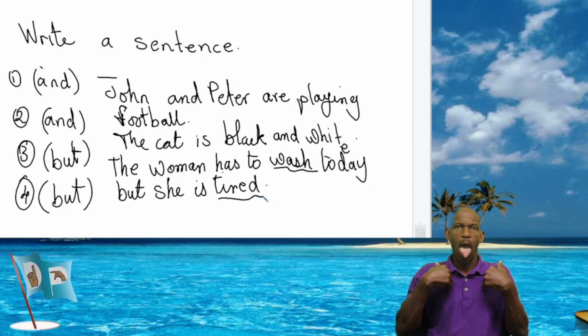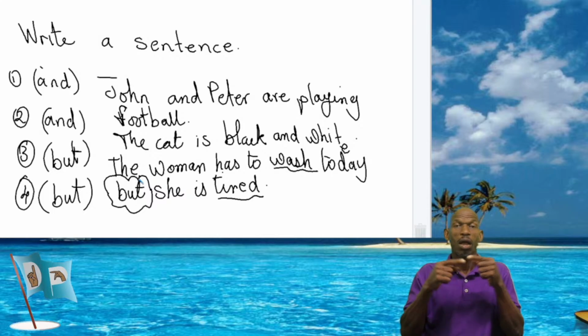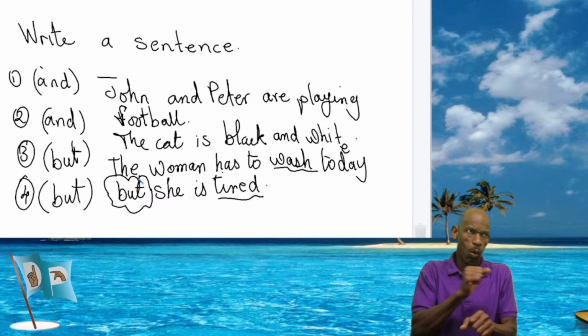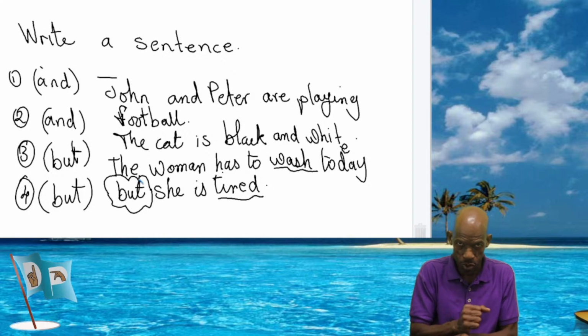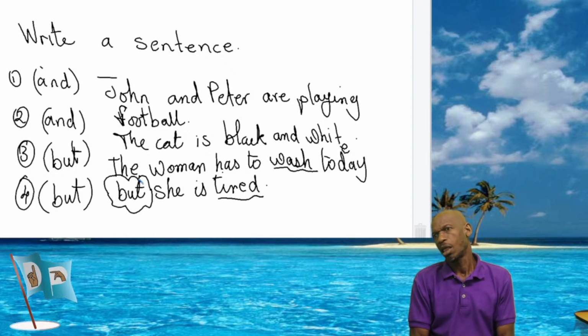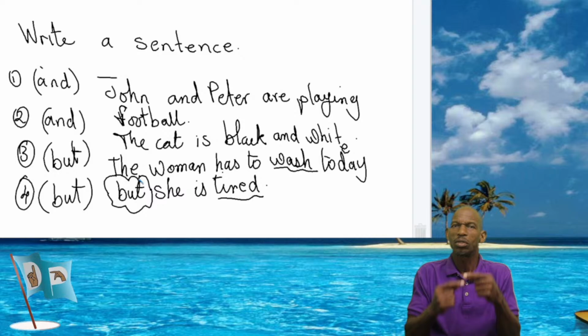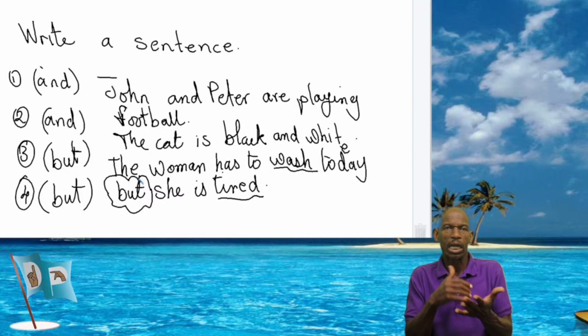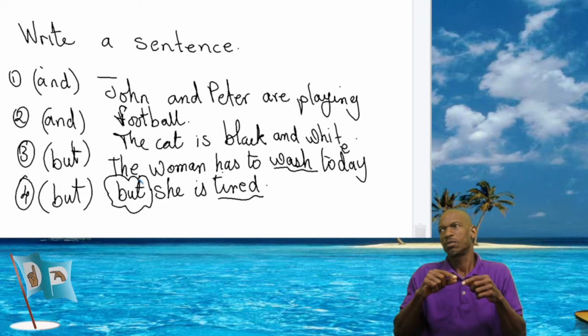And the word but is used to show the opposite. When you have work to do and you're feeling tired, you can't do the work because, but I am tired, I can't do it. I have to go and wash, but I'm tired. That was a kind of opposite. So both actions have an opposite effect on each other.